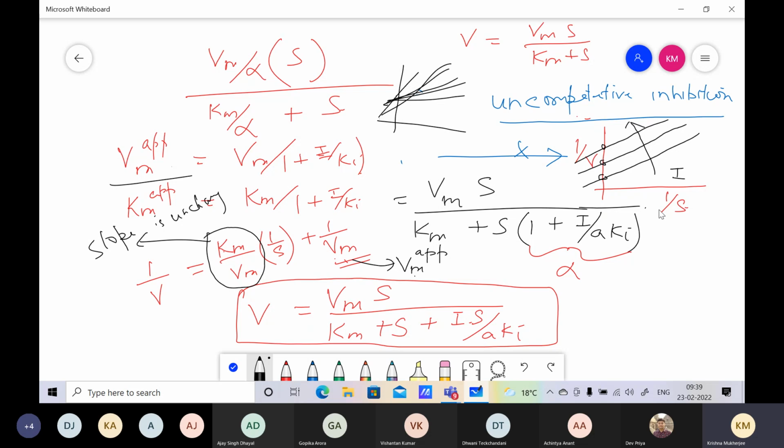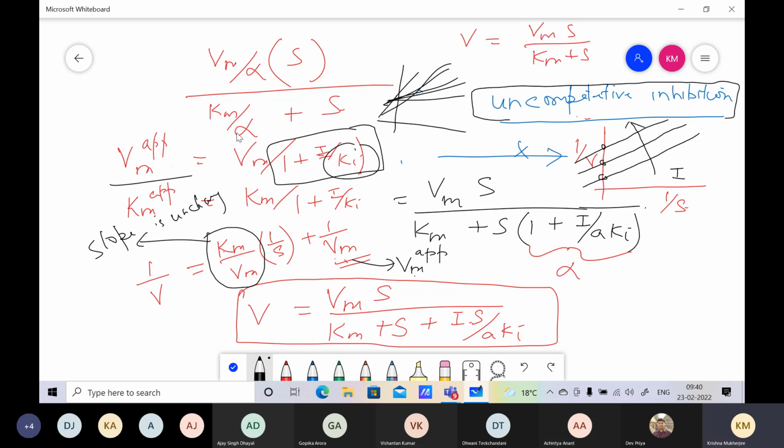So the 1 by V versus 1 by S plot for an uncompetitive inhibition is going to give you parallel lines with different intercepts, and the different intercepts all represent 1 upon Vmax apparent, from where you can find out the 1 plus I by Ki if you know how much the intercept has changed with different I values. And so you can find out Ki and you can find out Km and Vmax. Is this argument clear? Yes, sir.